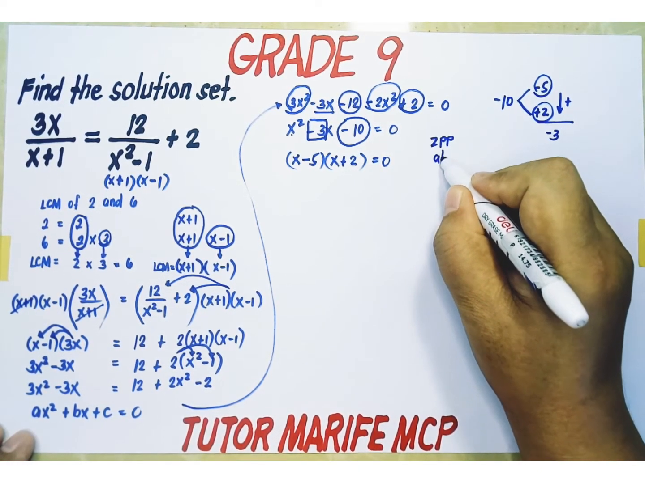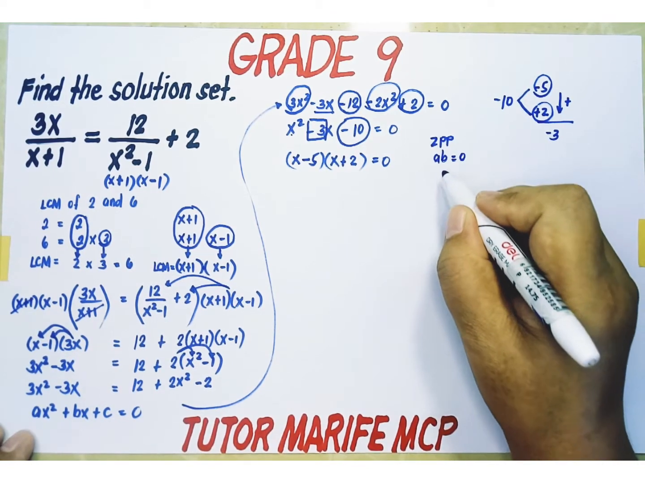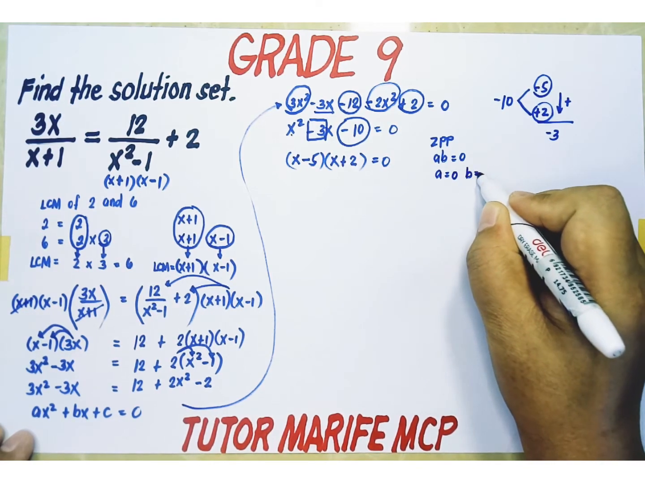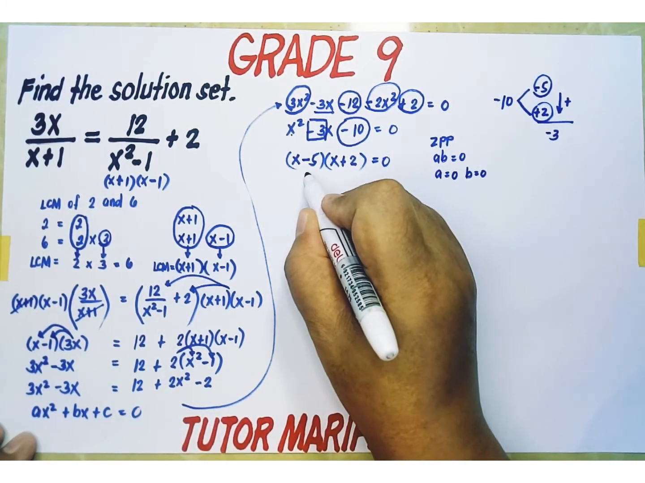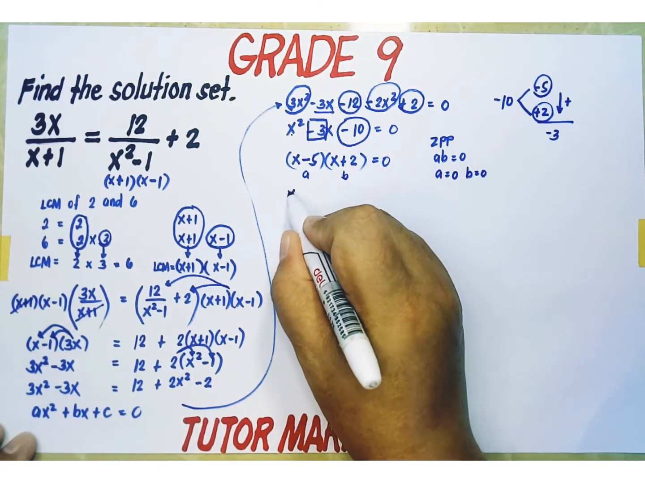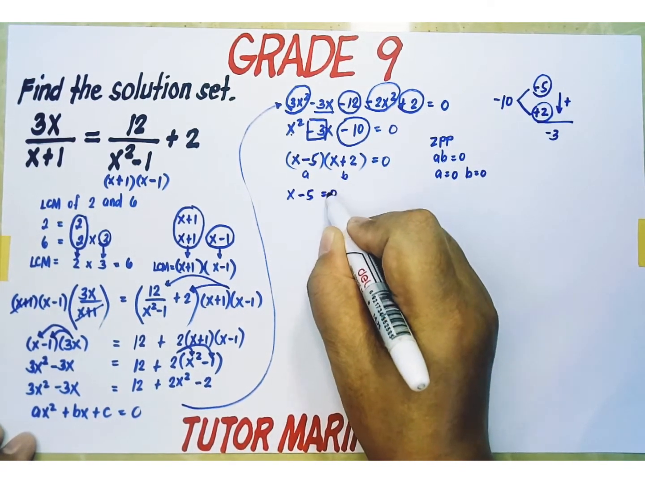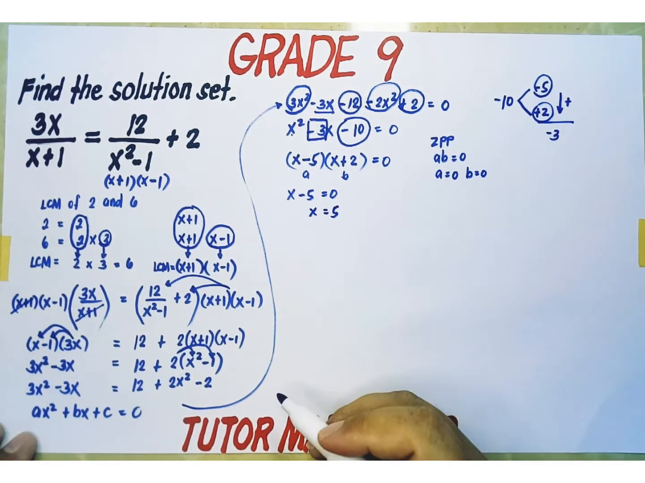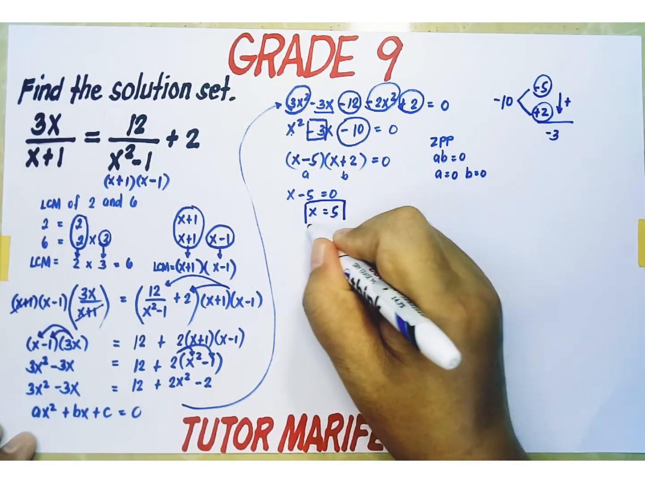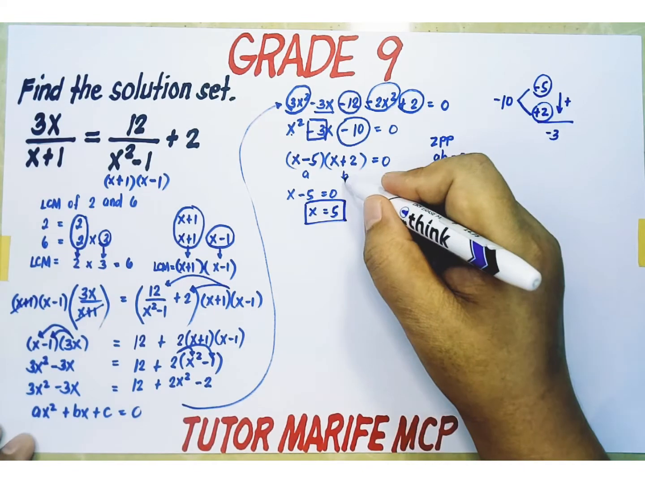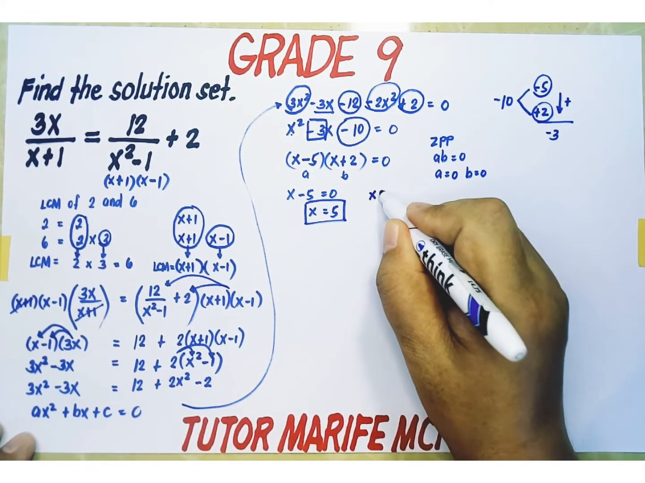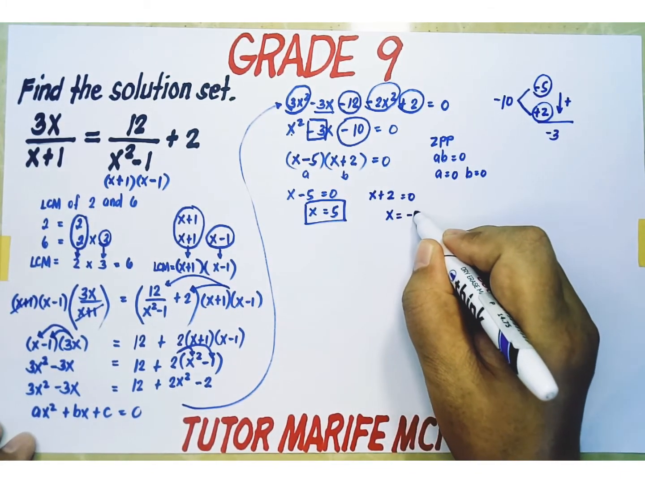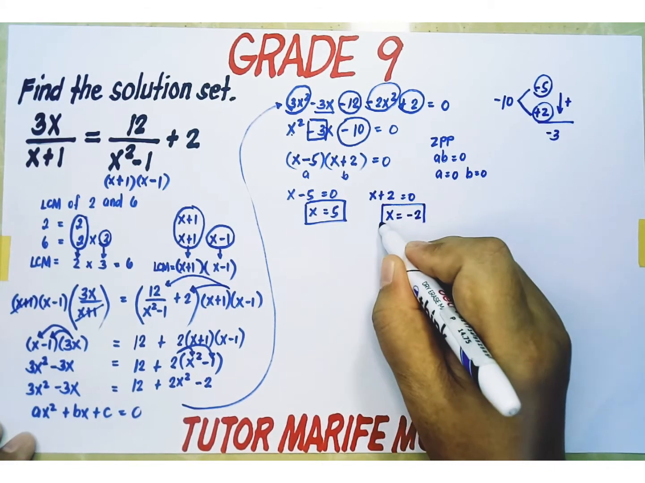pag may product ka daw that's equal to 0, you can equate each factor to 0. So this is our A, this is our B. We can set x minus 5 to 0, and then we can solve for x. X is equal to 5. This is our first solution. This is our B. We can set it to 0. And then we can solve for x. X equals negative 2. This is our second solution.